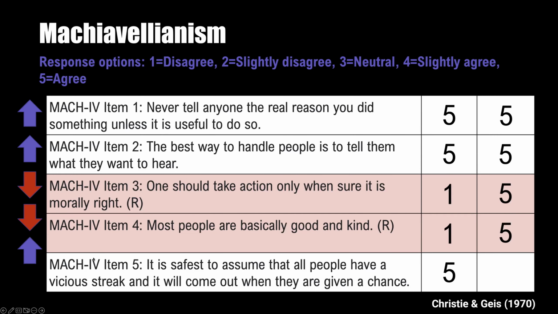And then we have the last question. You'll have to forgive me, my arrows are off here. This last question: it is safe to assume that all people have a vicious streak and it will come out whenever they are given a chance. You can see how those are really opposite, right? If you agree with this question, you have more Machiavellianism. So this is in the correct order. This idea of reverse scoring is just to make sure that a high score matches the construct that you're measuring, that you're measuring all of your questions in the same direction.